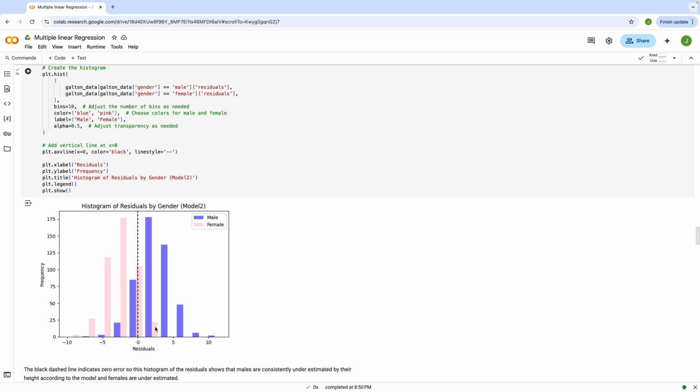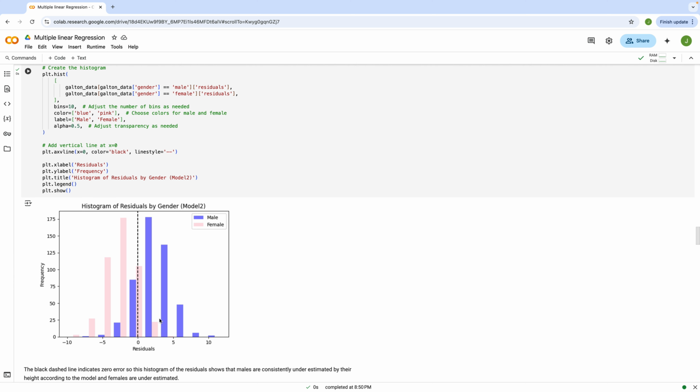And remember, a residual is the observed value minus the predicted value. So 0 means that I predicted it perfectly. What this is saying is that on average, or most of the time, I'm underestimating the height of sons, or males, and I'm overestimating the height of daughters, or females, in my data set.